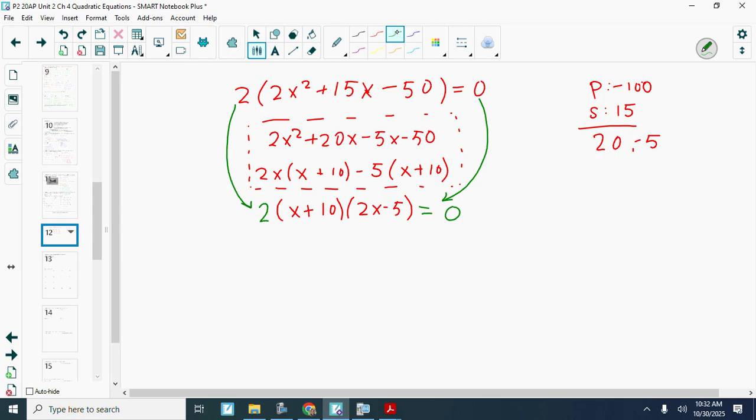So ultimately, we need to get to this point. You need to show how you did your factoring, and then we come back. I do need to see that you've set each of the linear factors equal to 0. So x plus 10 is equal to 0, so we have x is equal to negative 10, and 2x minus 5 is equal to 0. Your choice, if you want to show all the steps, go ahead.